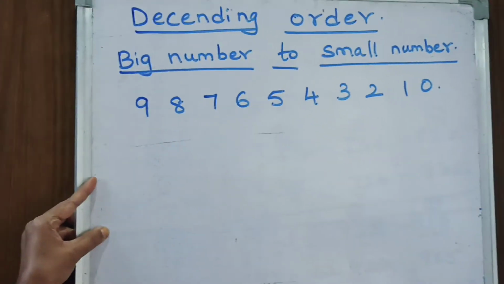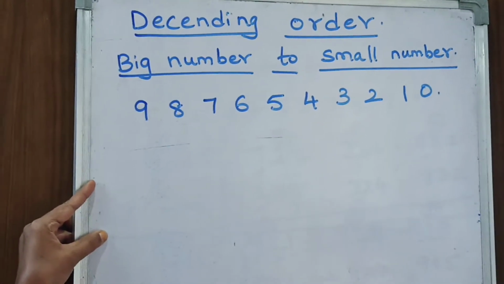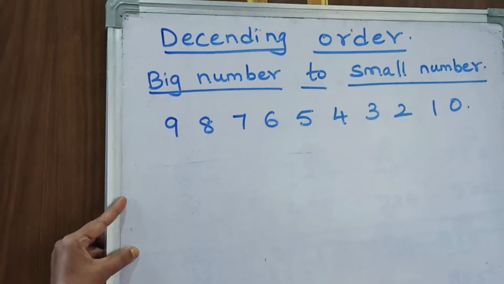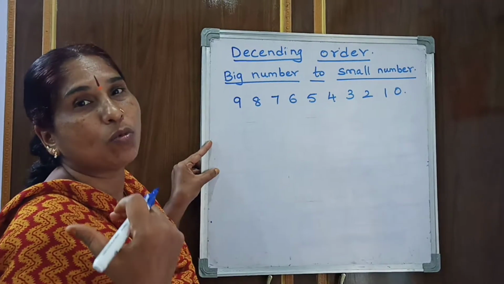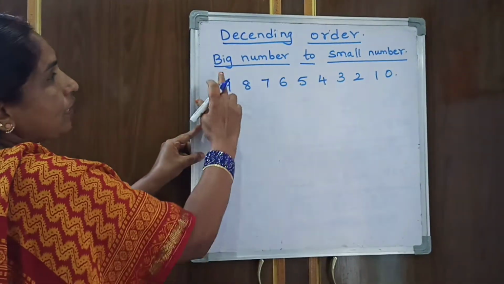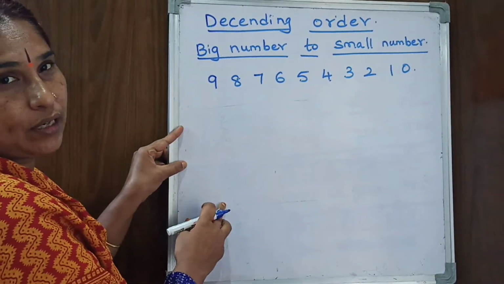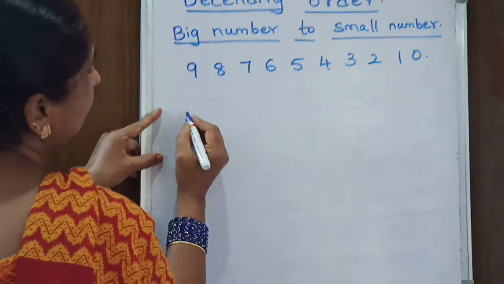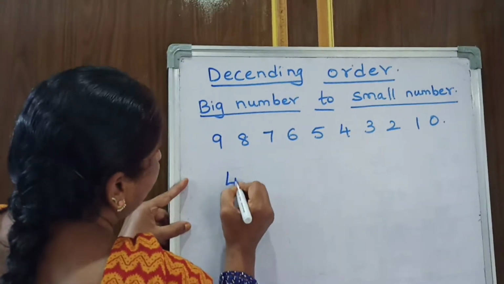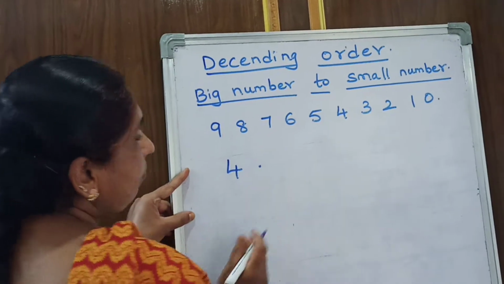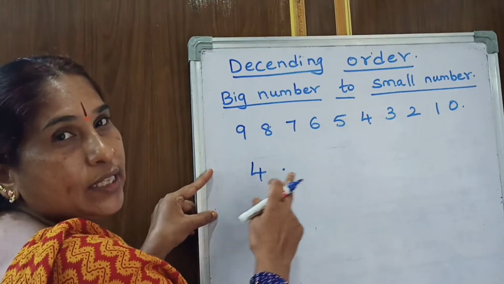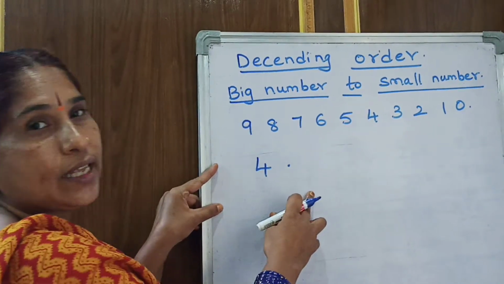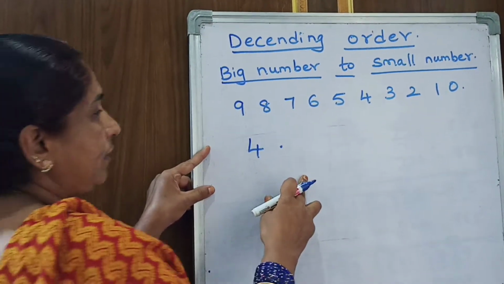In ascending order, you are arranging smaller number to bigger number. But coming to descending order, you have to arrange the numbers from bigger number to smaller number. Big number to small number. Is it clear, children? Now see here. See, in the same way, how we have written ascending order by writing one number, one box, then keep one dot, leave one box. In the same way, descending order also you have to write.